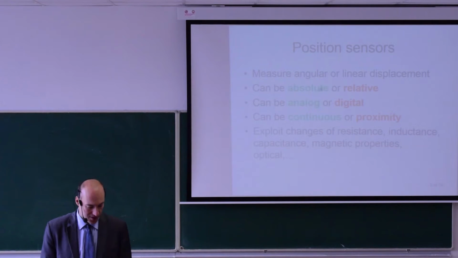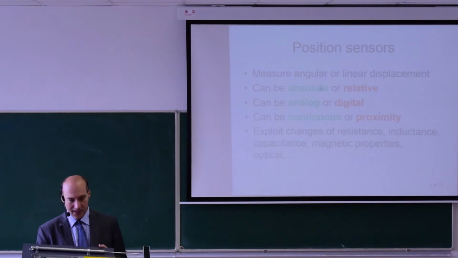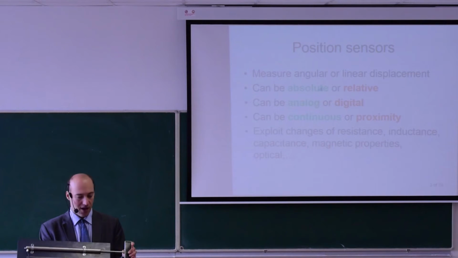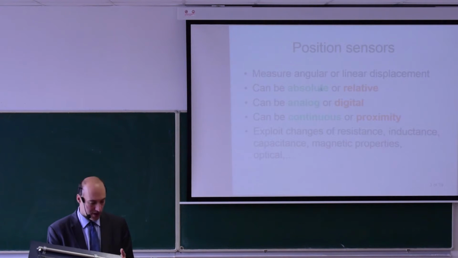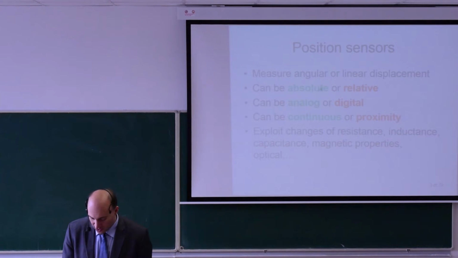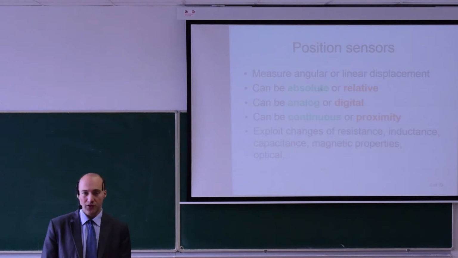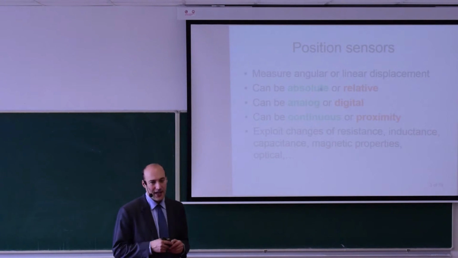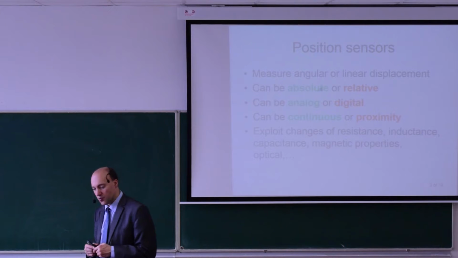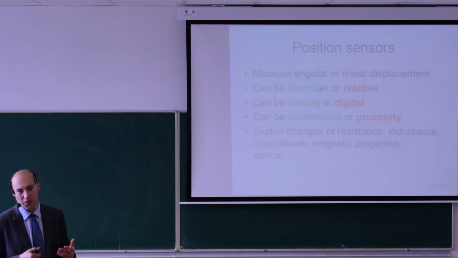A relative sensor, on the other hand, means that you turn it on at an arbitrary position, and you need to first move to some reference position, and you count from this reference position. So a relative sensor needs the movement to the reference position. It's a major difference because some applications will require that you use an absolute sensor.